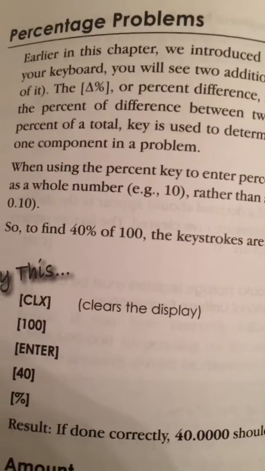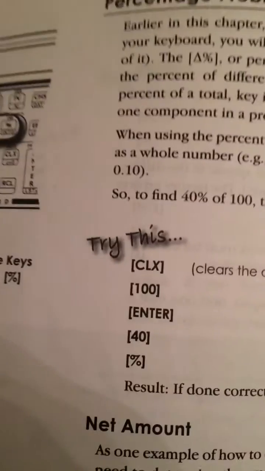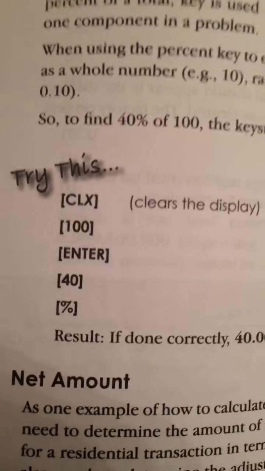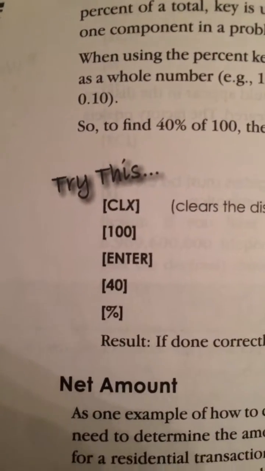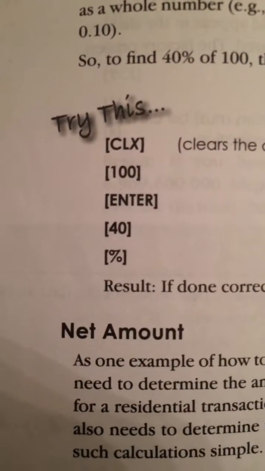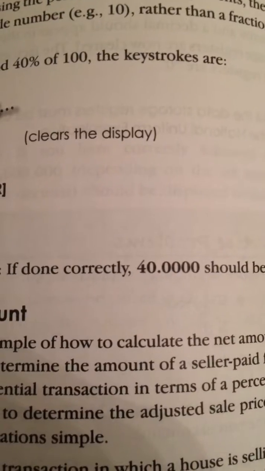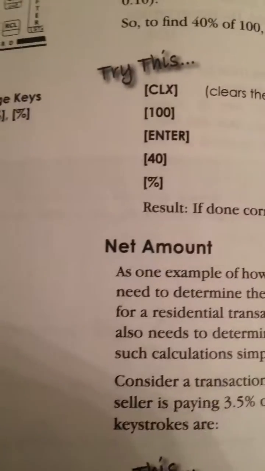So to find 40% of 100, the keystrokes are, try this, press CLX, which clears the display, 100, enter, 40, and then the percent key. Result, if done correctly, 40.0000 should be displayed.